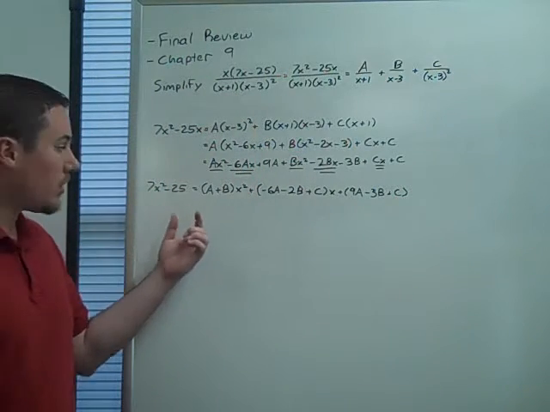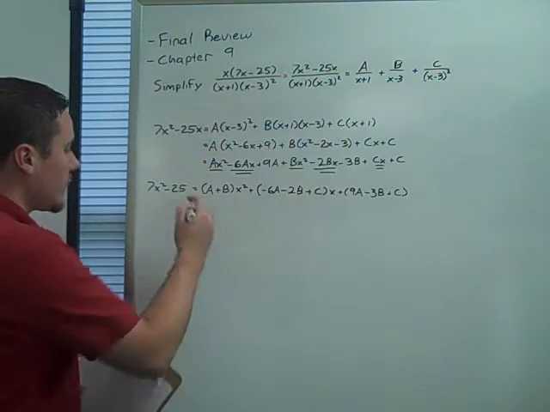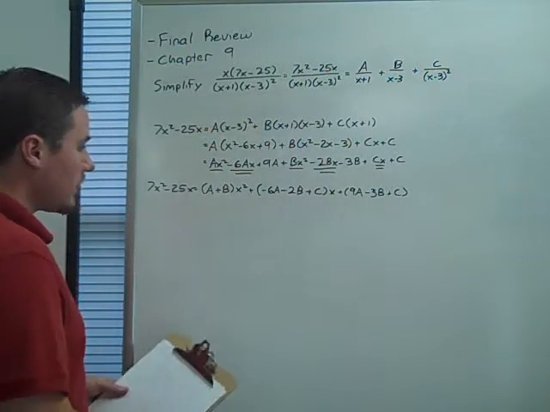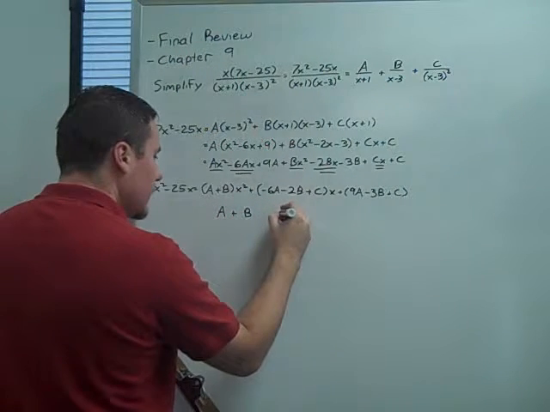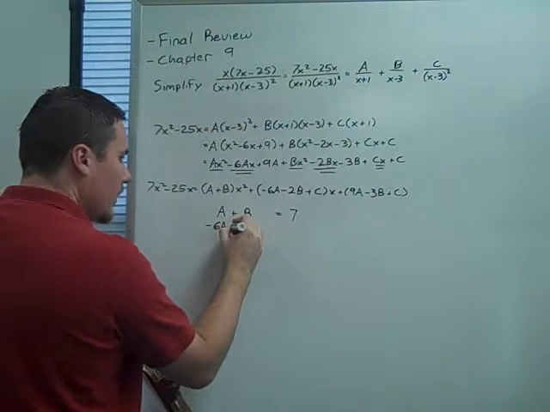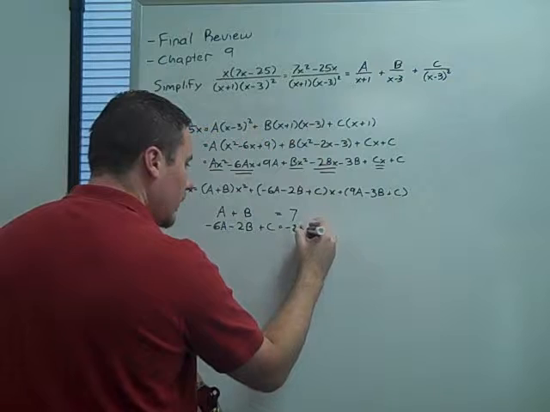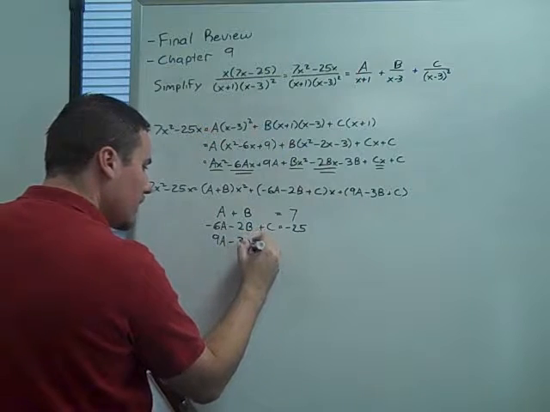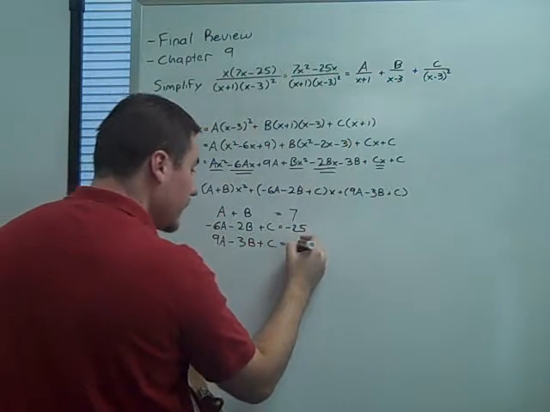Now this is an equality. So all of the things that are x squared have to equal x squared. Everything with an x has to equal an x, which I forgot to carry down. And everything that's a constant has to equal a constant, which is 0 in this case. So we can set up a nifty system of equations. A plus b, leave some space, has to equal 7. Negative 6a minus 2b plus c has to equal negative 25. And then 9a minus 3b plus c has to equal 0 because there is no constant term over here.